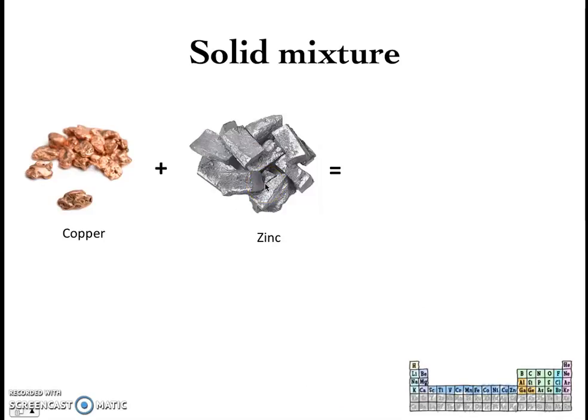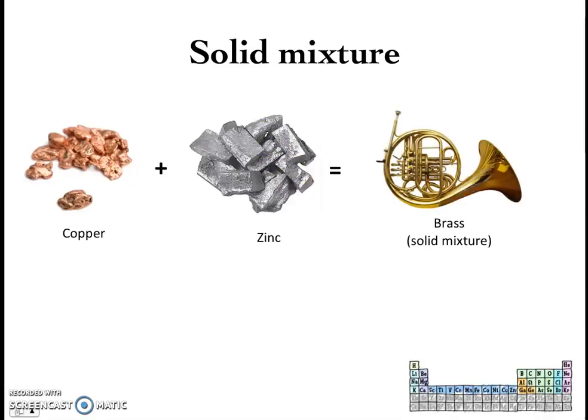That's when you take a solid like copper metal and mix it together with another solid like zinc metal, and you get a mixture of these two metals, which may sound familiar to you. It's called brass. Brass is, of course, the metal mixture that's used to make instruments, which might be familiar to those of you in concert band.